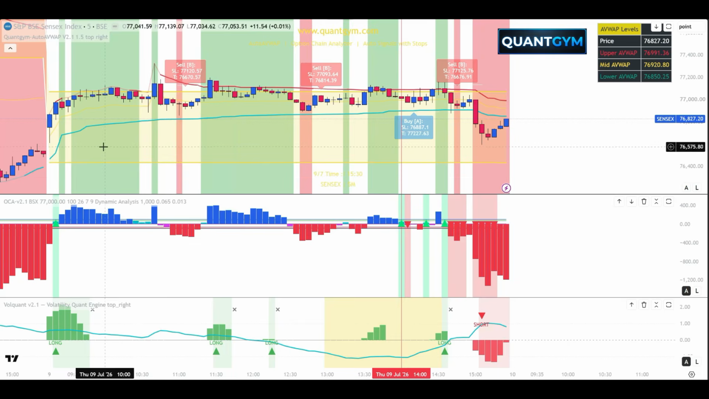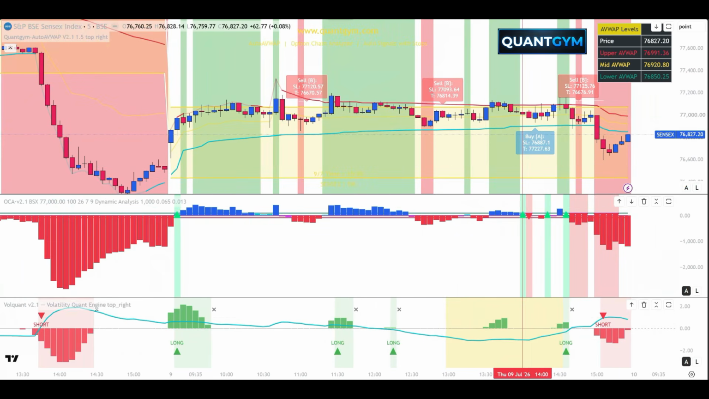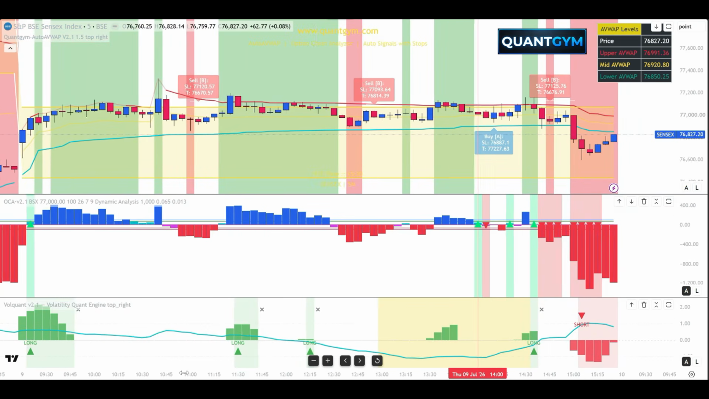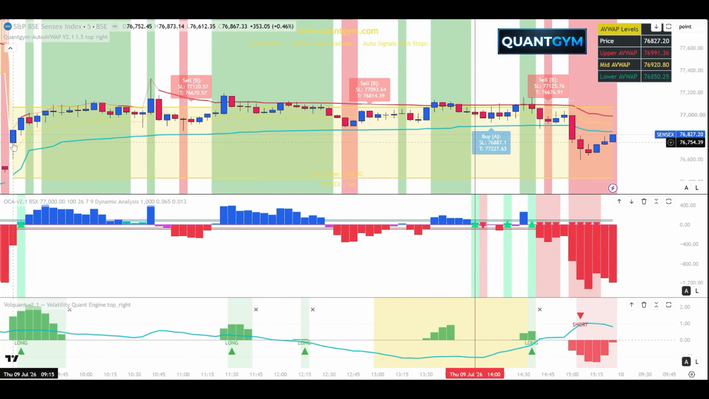Initial chart is of 5 minutes like every day. So what happened in the first 5 minutes? This was your first bar. Volquant was green, OCA was red, no trade. Next bar, Volquant green, gamma move signaled. So you could buy somewhere around 944 and then it goes up in the next 5-6 bars to 139. So this was a strong move.